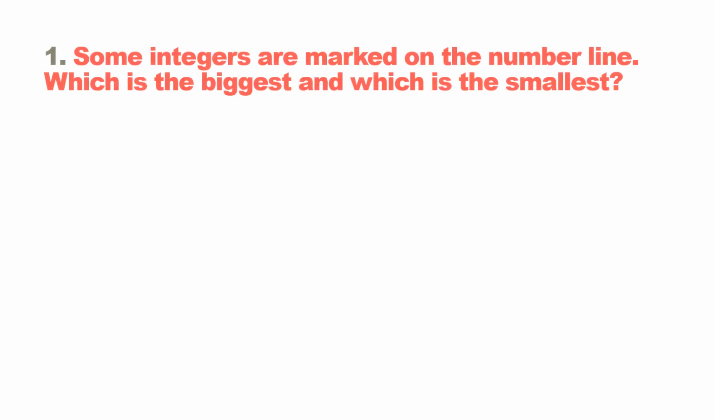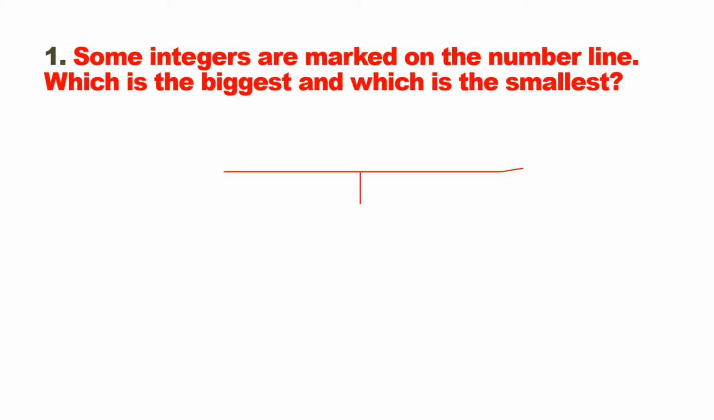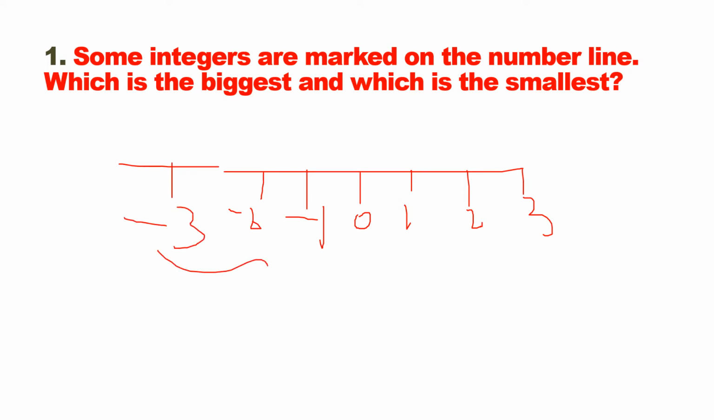Here is your first problem. Some integers are marked on the number line, and from them you should pick out the biggest and smallest. So what are these biggest and smallest? Simple, children. Here integers means the group of whole numbers and the negative numbers. Suppose I am taking 1, 2, 3. Here I am taking -1, -2, -3. So the negative numbers and the whole numbers combination is your integers, right?